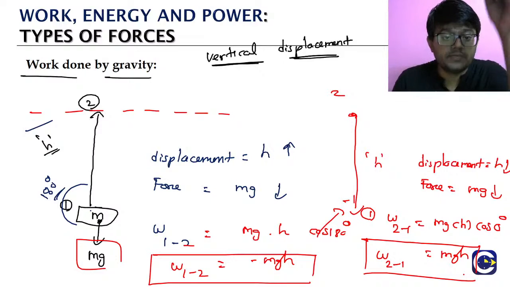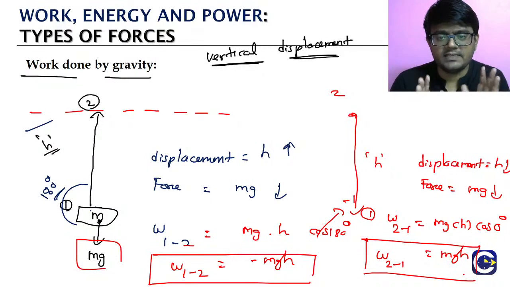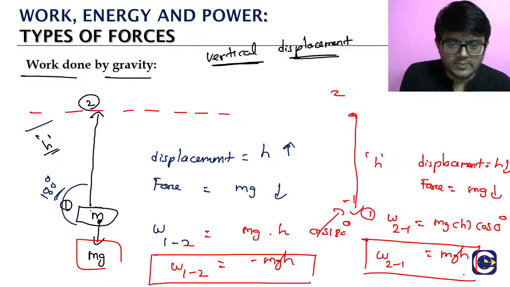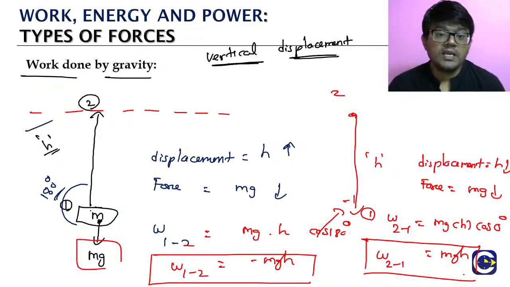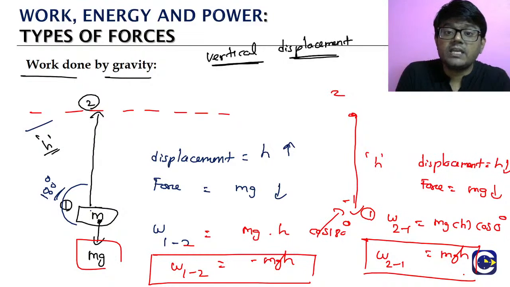If you are moving an object downwards, then work done by gravity will be what? Positive. A simple reason: gravity is a force acting downwards. If you give the displacement in that direction, it will be positive work. If the displacement is in the opposite direction, the work will be negative automatically. Okay? So this is about work done by gravity. So gravity can do positive work, gravity can do negative work, and gravity can also do zero work.